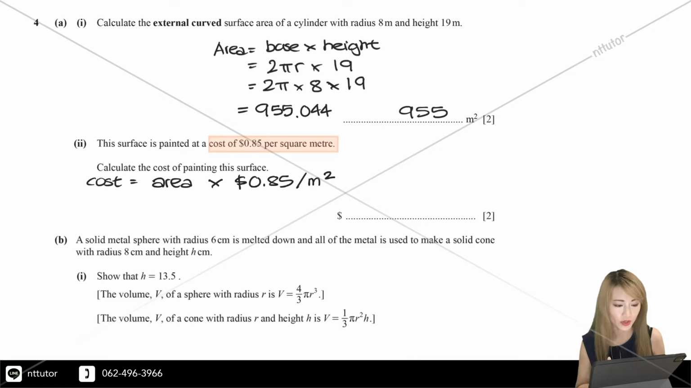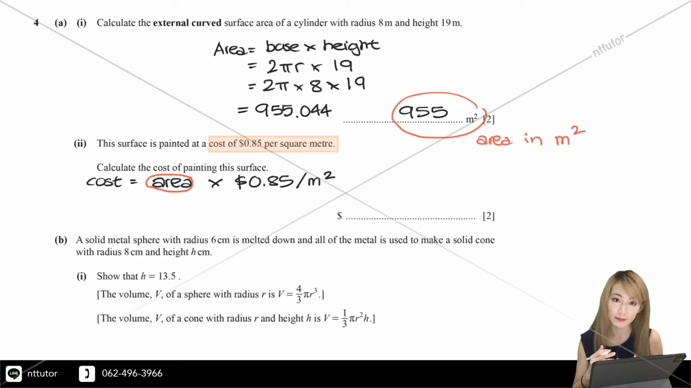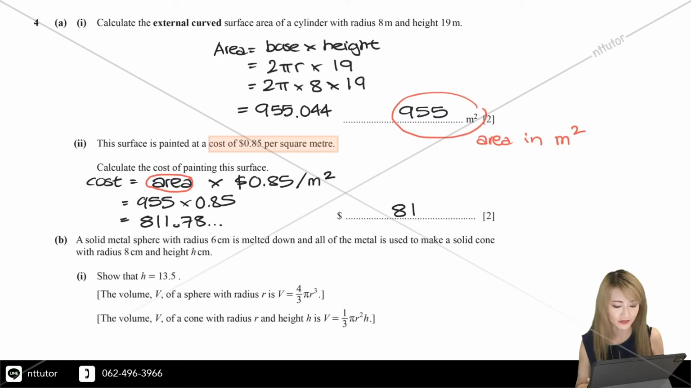And from part 1, we already know that the area of the external curved surface is 955 meters squared. So that's the area. The units also line up because we have the cost per square meter and we have the area in meters squared as well. So we can just multiply it directly. So that's 955 multiplied by $0.85 per meter squared. That is 811.78. So we need to round this to 3 significant figures. So that's 812.